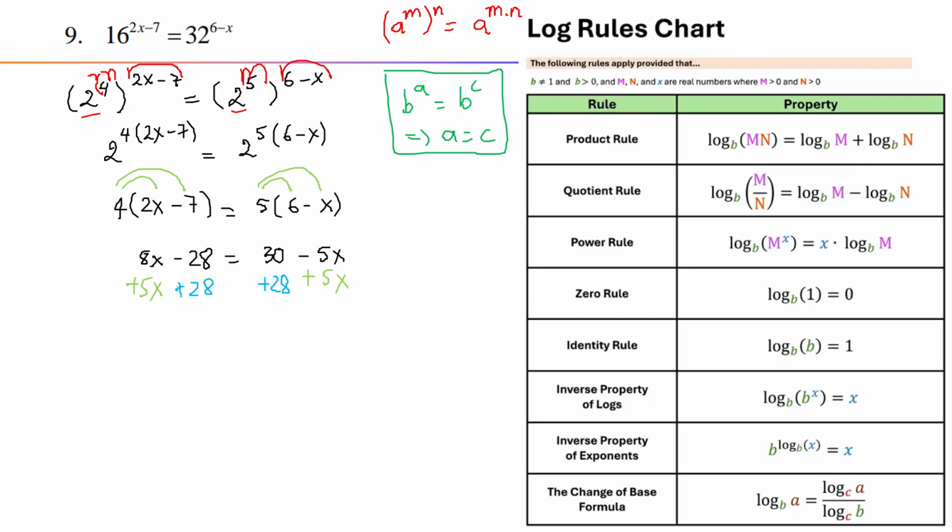The reason is I want to cancel this part and this part. Now I have 8x, so I combine like terms. So x terms to x terms, numbers to numbers. Okay, on the right hand side I have 30 and 28, that's 58. Now 8 add 5 is 13x. Now we will divide both sides by 13 so that we can isolate x. So x equals 58 over 13.